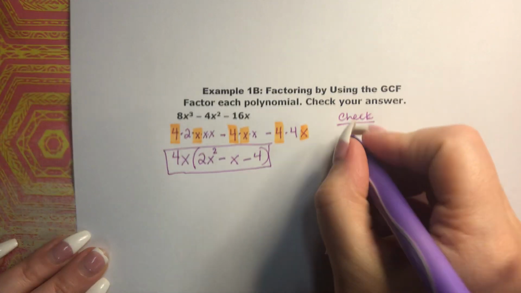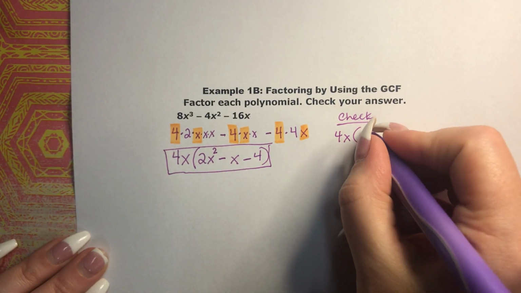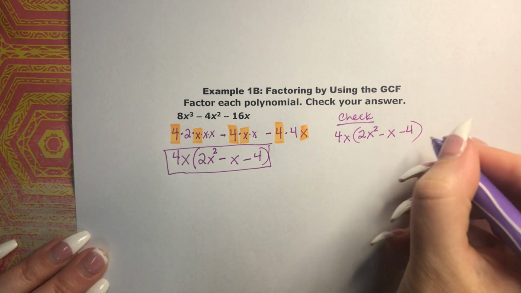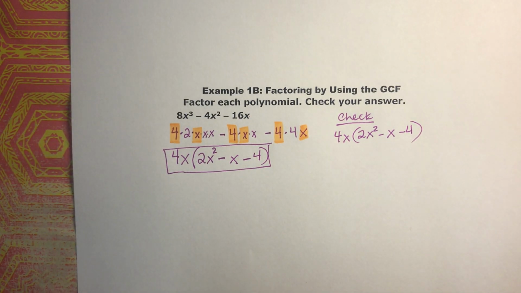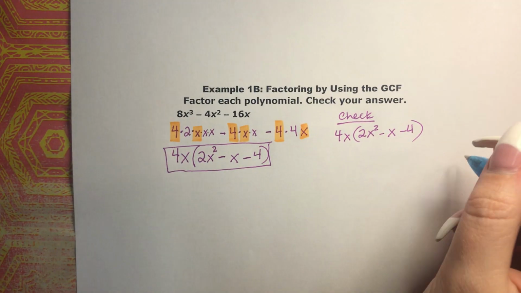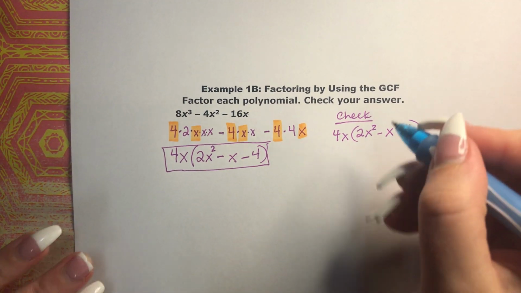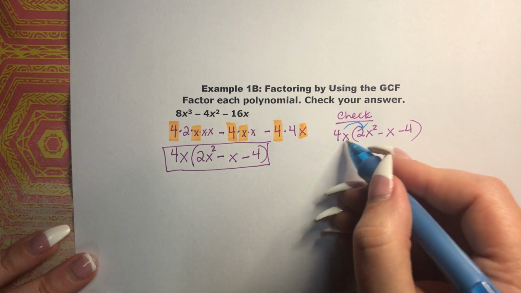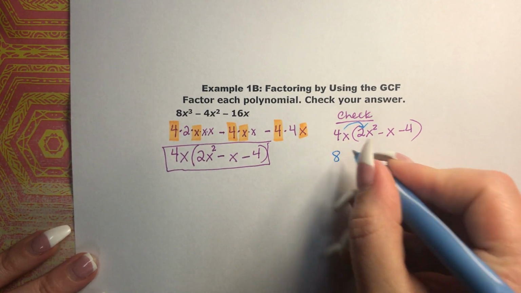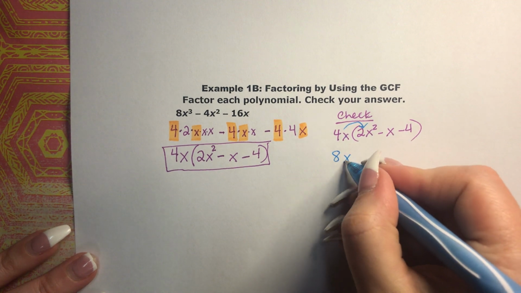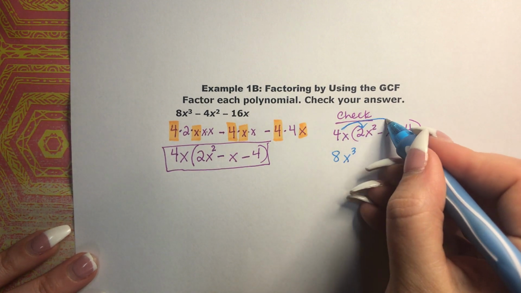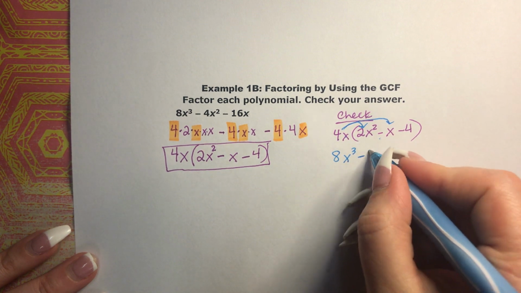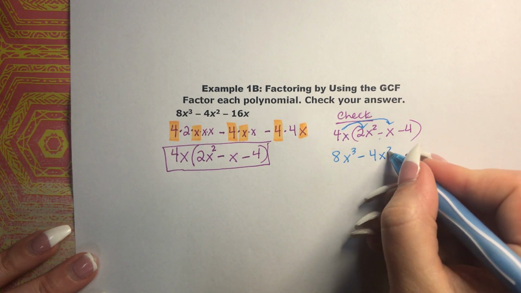I'm gonna rewrite this. 4x multiplied by the quantity 2x squared minus x minus 4. Perfect. Okay, so let's go ahead and check it. So first, 4x times 2x squared. I always like to do the numbers and the variables. 4 times 2 is 8. X times x squared is x cubed. And then we're gonna go 4x times a negative x. So 4 times a negative is gonna be negative 4. X times x is x squared.